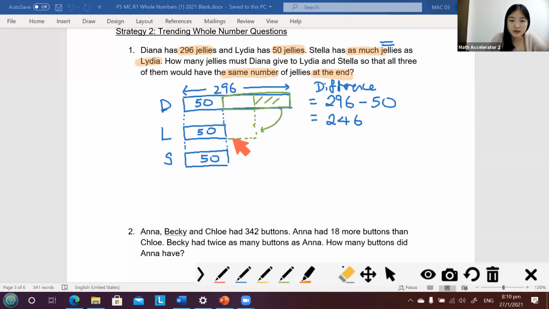So the difference, you always imagine the difference as a cake. We will cut the cake into 3. One part Diana keeps for herself. The other part she gives to the other person, Lydia. And the last part she gives to the last person, Stella. So at the very end, they have the same amount. By doing this, they would each have the same amount. So you have to divide it by 3.